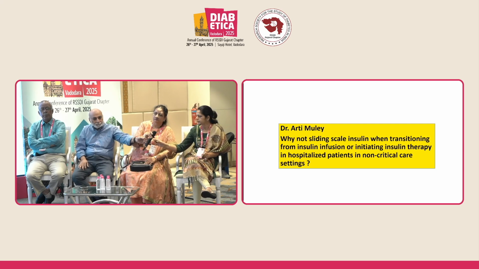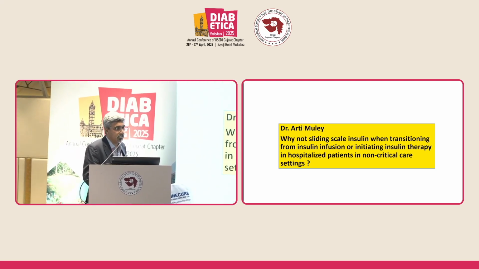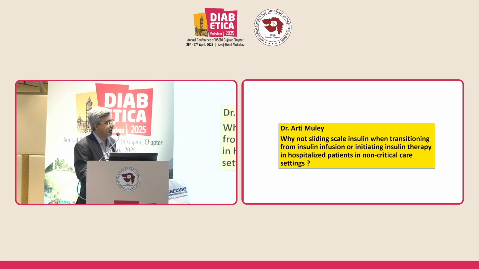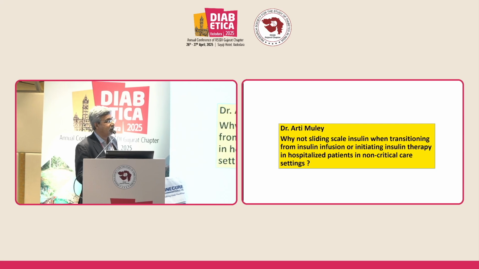Okay. So now the next question is to Dr. Aarti Madam. I think this is the most controversial part of in-hospital management. Most of the smaller centers, whenever they are admitting patients in non-critical care settings or in wards, start with sliding scale insulin therapy. Or when they shift from intravenous insulin infusion to subcutaneous, they start with sliding scale insulin therapy. That is, if the sugar is this much, this much insulin is to be given. But most of the guidelines say to start with basal bolus insulin therapy. So why not sliding scale? Because it is very easy for the doctor as well as for the nursing staff to understand and follow the sliding scale. Is there any evidence that it is detrimental, particularly in non-critical care settings?